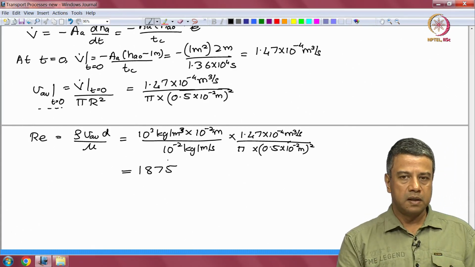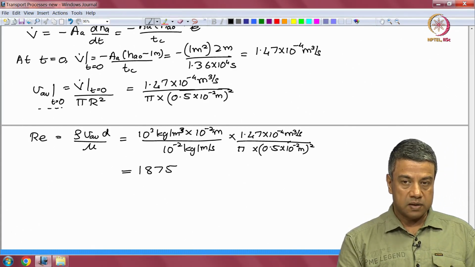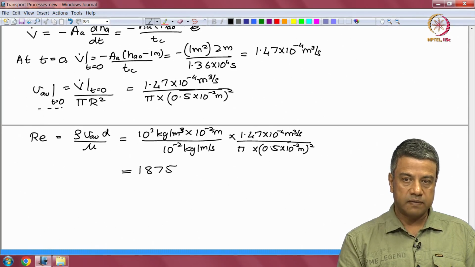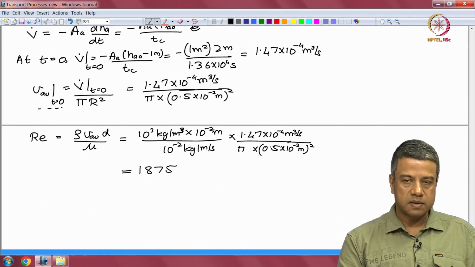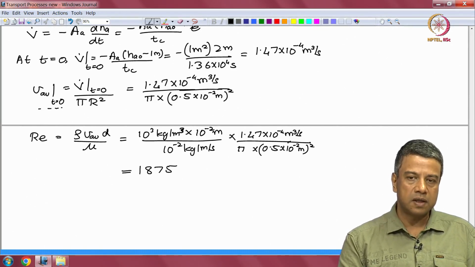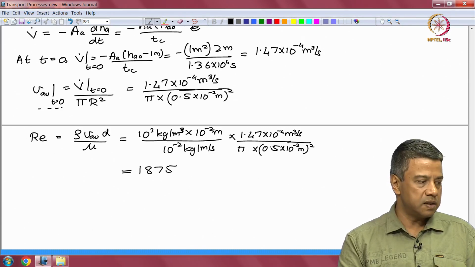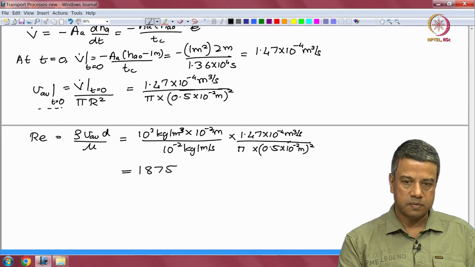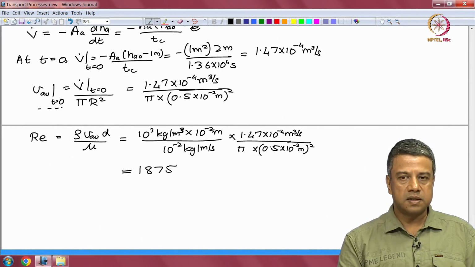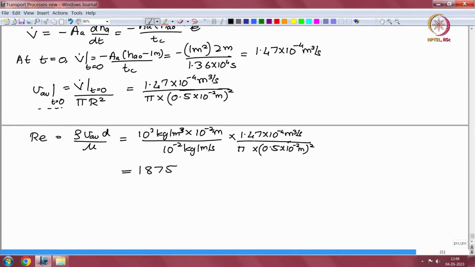So, the maximum Reynolds number is 1875, which is less than 2100, which means that we are in the laminar regime. And therefore, the assumption of the relation between the flow rate and the pressure gradient, which we had assumed for a laminar flow, is correct. And therefore, we get the correct expression for the Reynolds number.